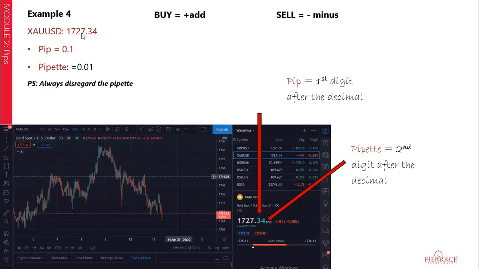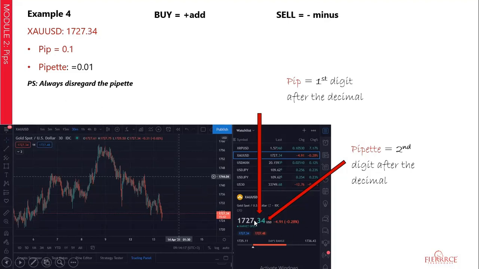Now, with gold, remember, there are only 2 digits after the decimal. Some brokers may actually have 3. Whatever number they have, you will ignore the last digit. The 2nd digit is the pipette, and the 1st digit is the pip. Please note that in gold or metals, the 2nd digit is the pipette and the 1st digit after the decimal is the pip. So where do you place the pip? You start calculating from this digit.